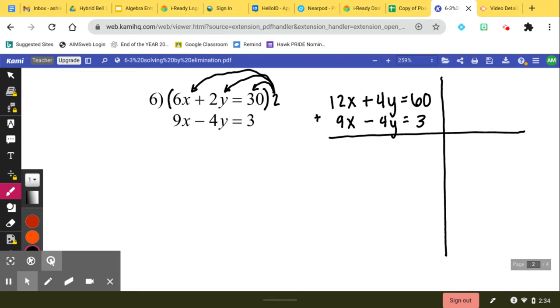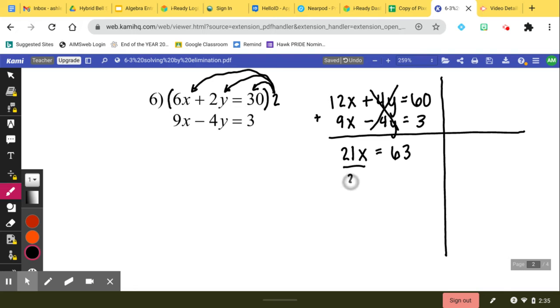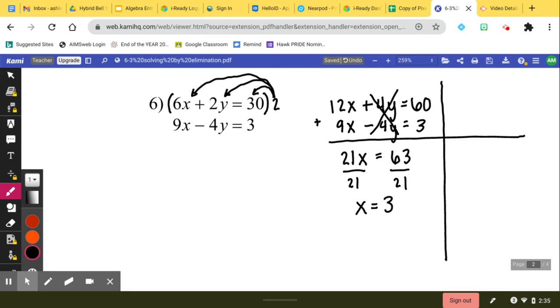All right, so now we can add our equations together. So we have 12x plus 9x, so that's 21x. 4y plus negative 4y is 0y, so those get eliminated. Bring down my equal sign. 60 plus 3 is 63. Now we just need to solve for x by dividing by 21. Dividing by 21, so x is equal to 3.